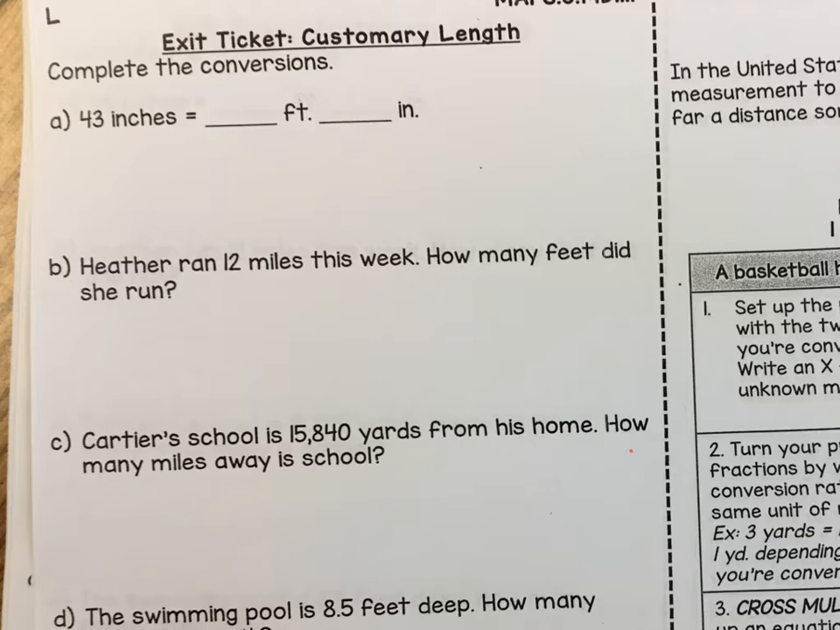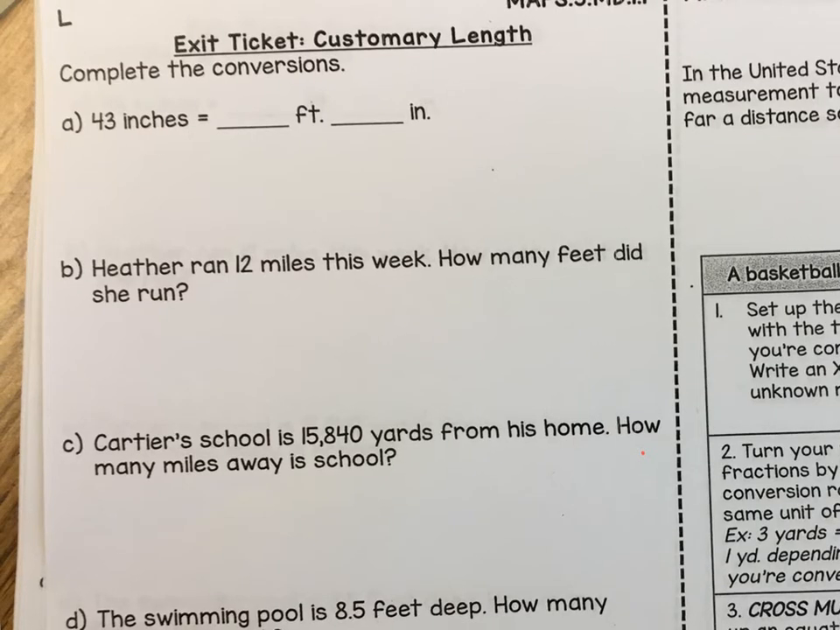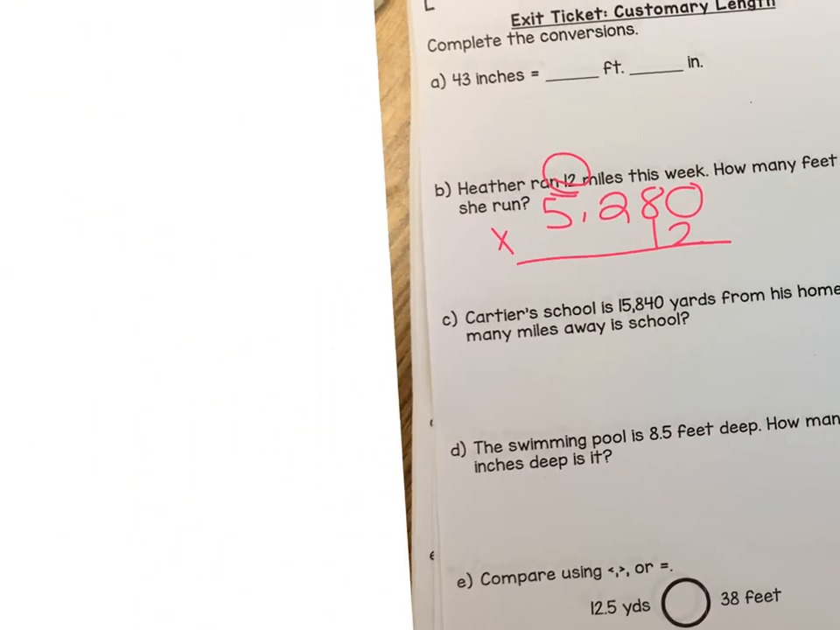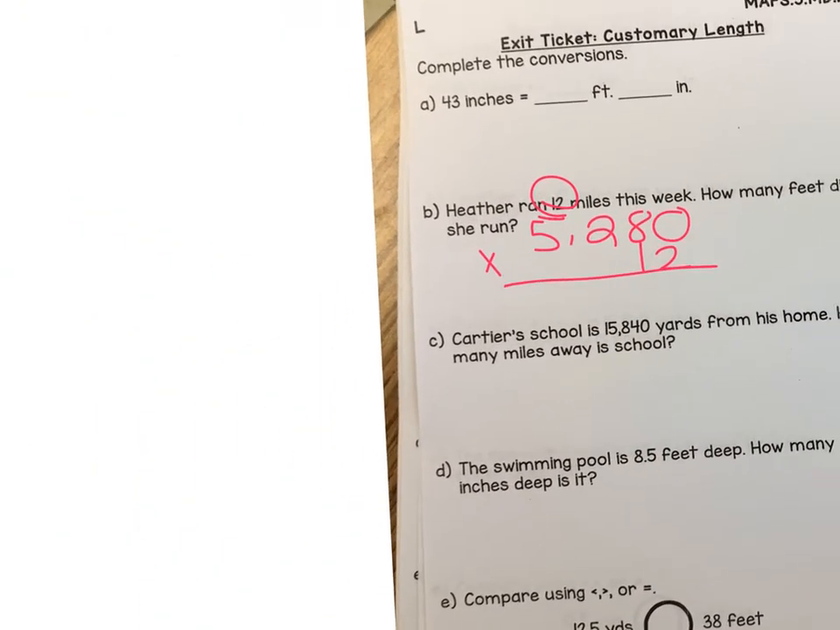Question B, we have 5,000. How many feet are in a mile? 5,280. 5,280. We are going to multiply that times what? 12. Why do we say 12? Because that's how many inches are in a foot. Very good. Okay, I'm going to shrink this down and give me a little more space to work.